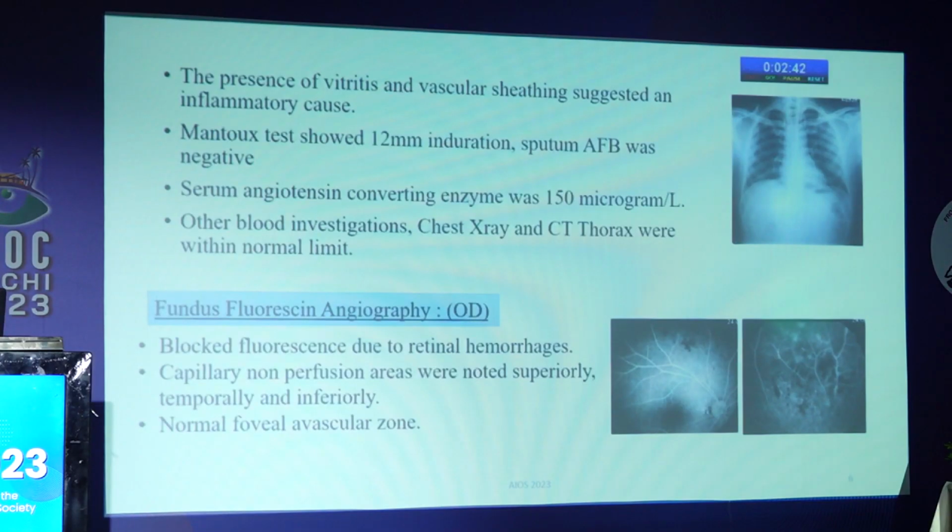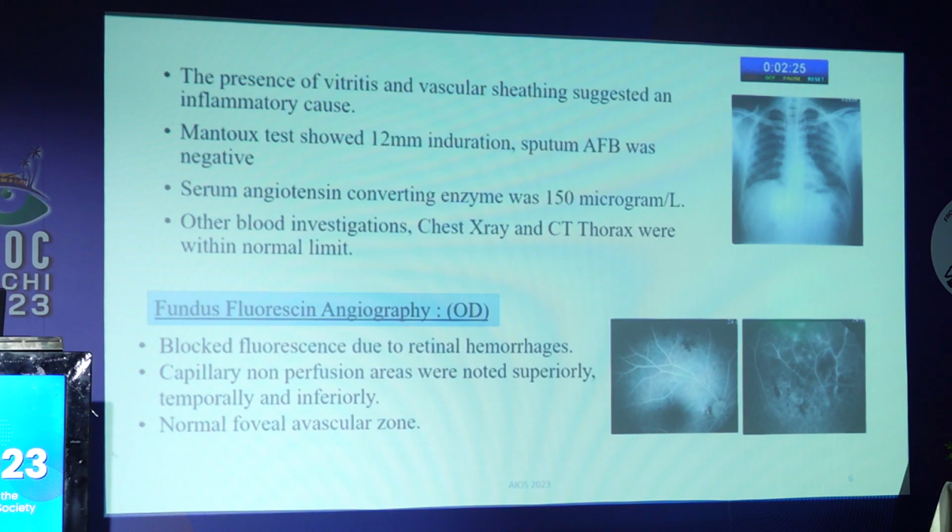The presence of vitritis and vascular sheathing suggested an inflammatory cause. So the Mantoux test showed 12 millimeter induration. Sputum AFB was negative. Serum ACE was 150 microgram per liter. Other blood investigations, chest X-ray and CT thorax were within normal limit.